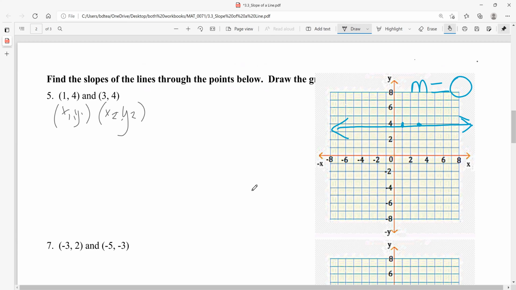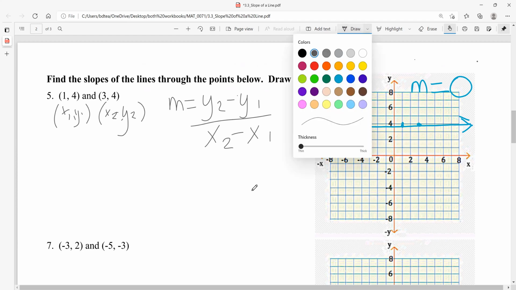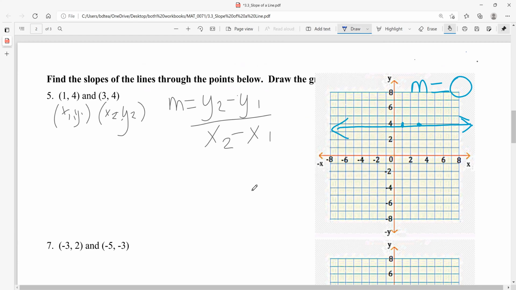So let's do the formula. You know the formula of a slope is y sub 2 minus y sub 1 over x sub 2 minus x sub 1. And if you don't know it, this is one of our core learning principles of the class. So you want to make sure that you know the slope. And if we substitute, the slope is y sub 2 is 4 minus y sub 1 is 1 over x sub 2 is 3 minus x sub 1 is 1.